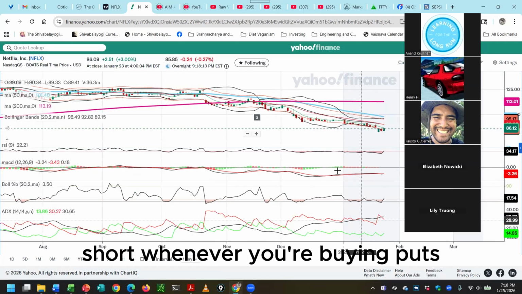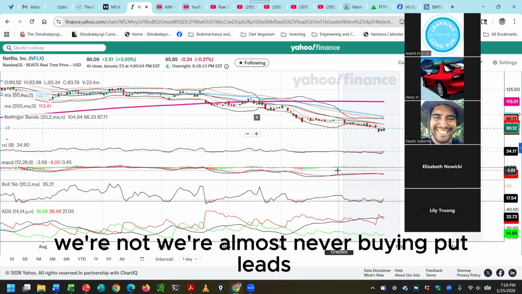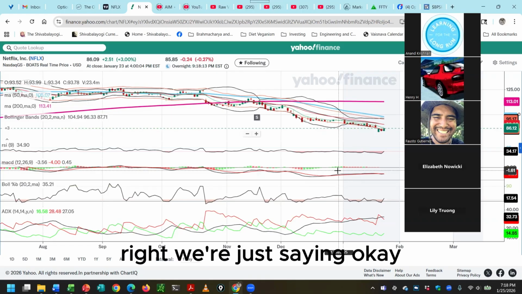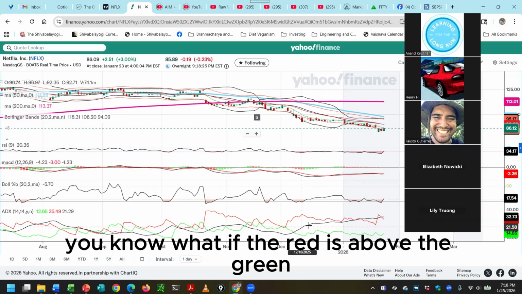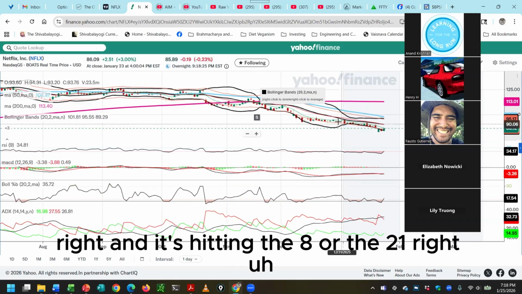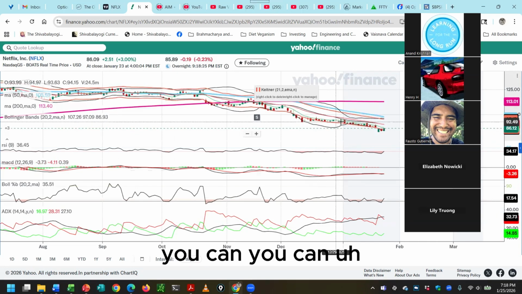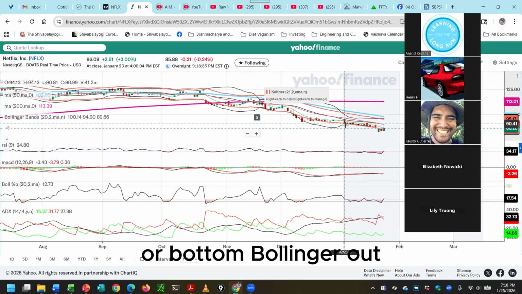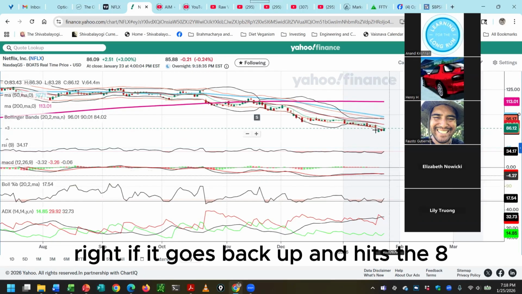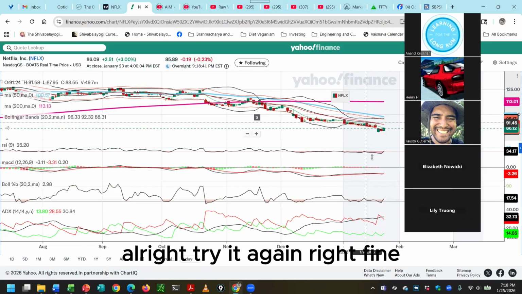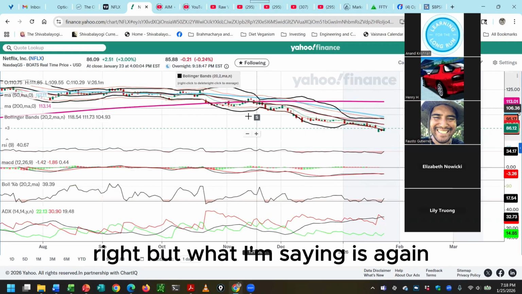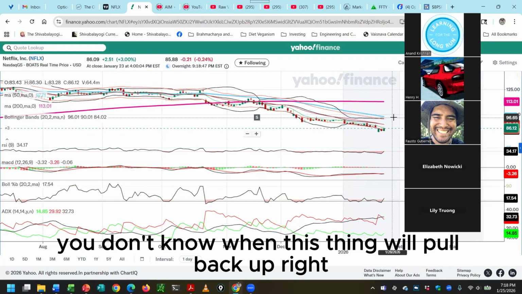And again, whenever you're buying puts, it's a short-term trade, right? We're almost never buying put leaps, so to speak. We're just saying, okay, if the red is above the green and it's hitting the 8 or the 21, you can see the trend. It's like, oh, boom, it goes down. As soon as it hits that bottom Keltner or bottom Bollinger, out, right? If it goes back up and hits the 8, all right, try it again. Fine. But what I'm saying is, again, you don't know when this thing will pull back up.